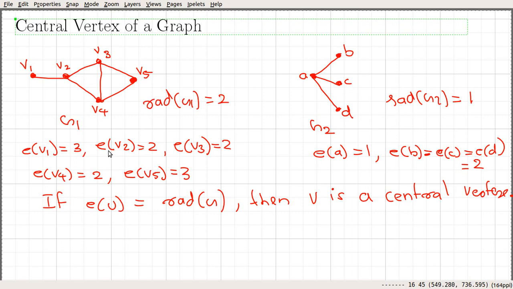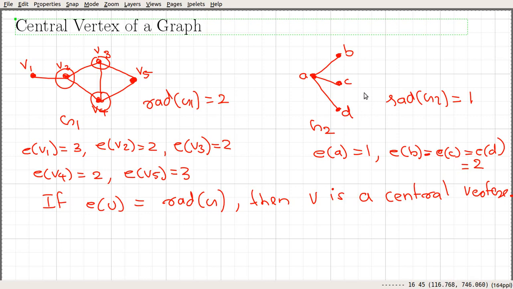You can see that the eccentricity of V2 is 2, and the radius is 2, so this is a central vertex of this graph. Similarly V3 is also a central vertex, and V4 is also a central vertex, and V5 is not a central vertex because the eccentricity of V5 is 3 and the radius is 2.